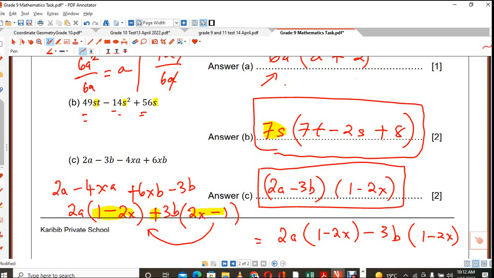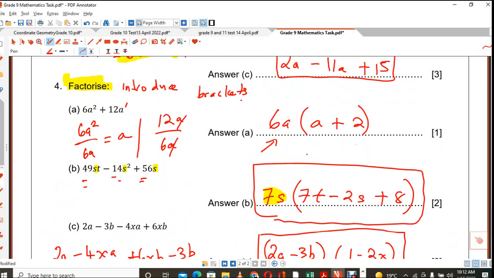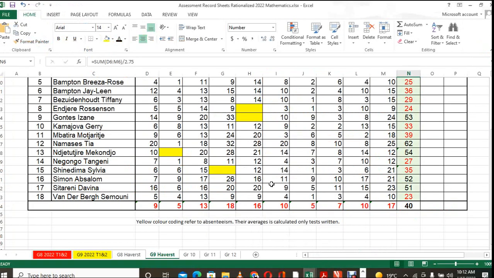So algebra is tricky, and it looks like we have a lot of work to do as far as algebra is concerned. 30 marks doesn't look so good. There are people who have got single-digit scores. We need to improve on our scores. Let me show you how your continuous assessment works.